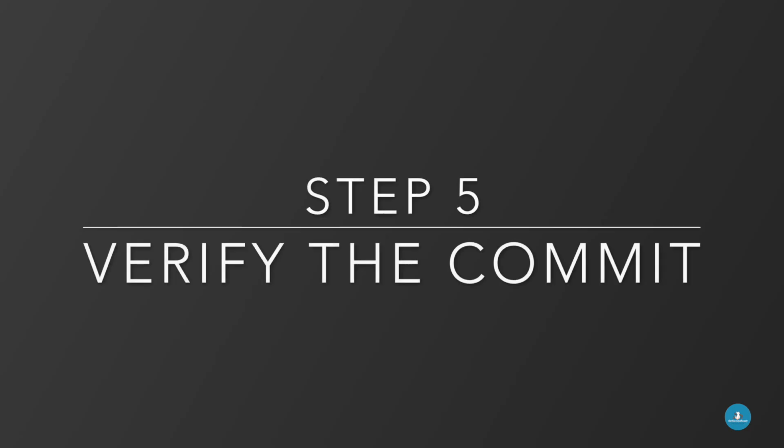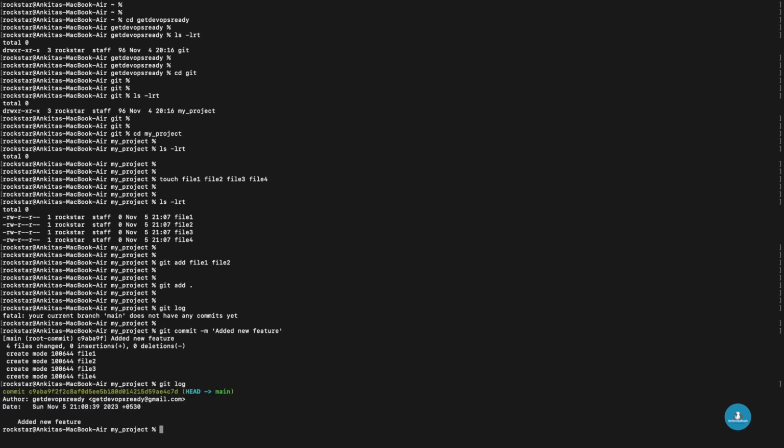Step 5 is to verify the commit. To confirm that your changes have been successfully committed, we will again use the git log command to view your commit history. We can see a commit is created with commit ID, author details, timestamp of the commit and commit message.